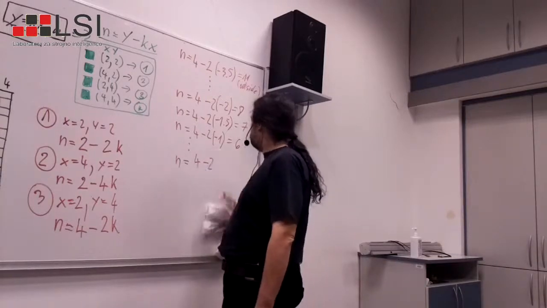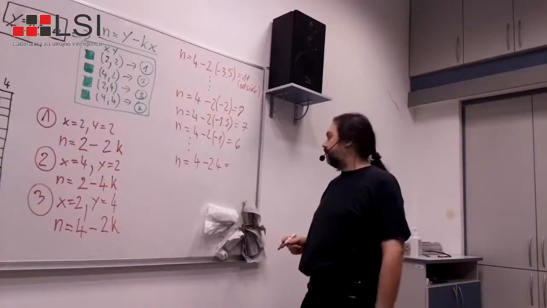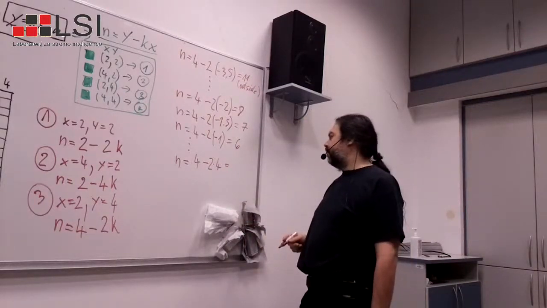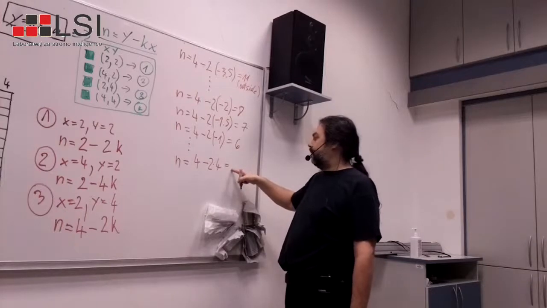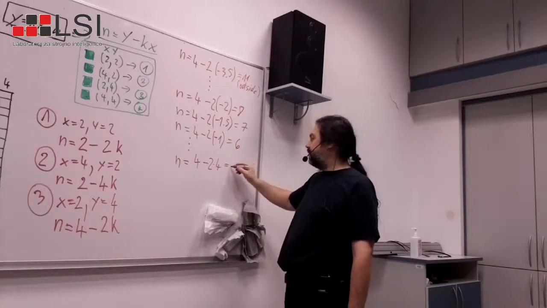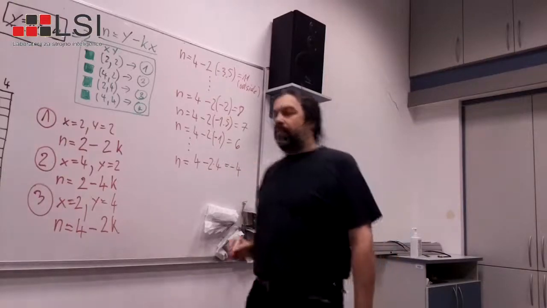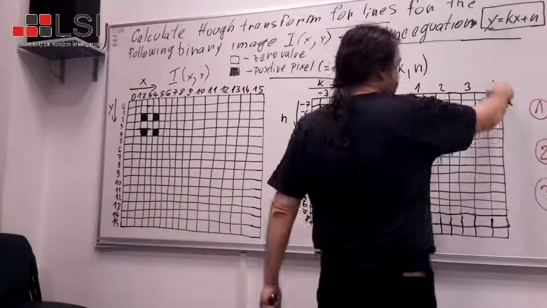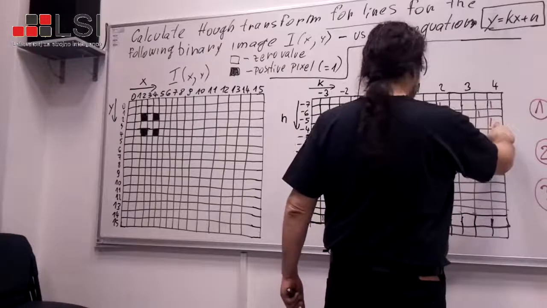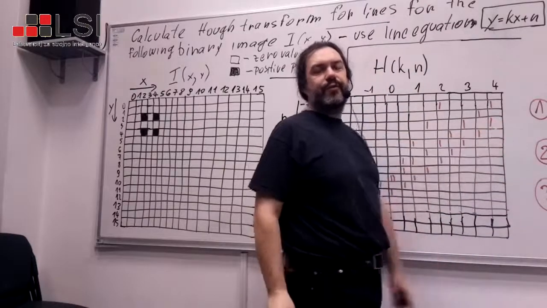Okay, we don't need parentheses here. 2 times 4. It's 4 minus 8, which is minus 4. And so we have for k of 4, minus 4. And yes, this is the last place where I put the vote for the voter number 3.